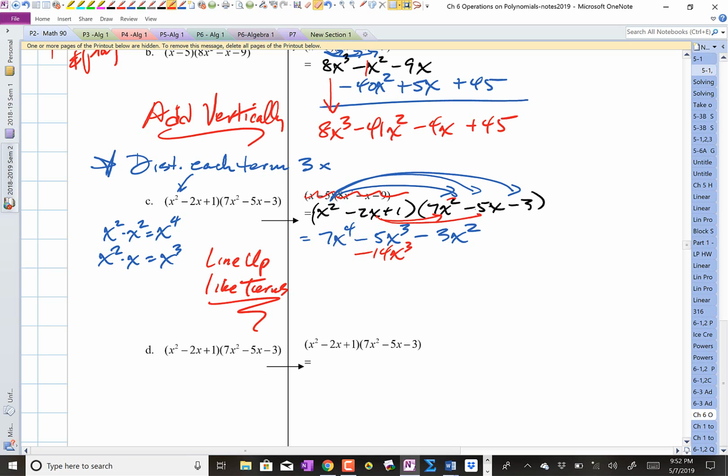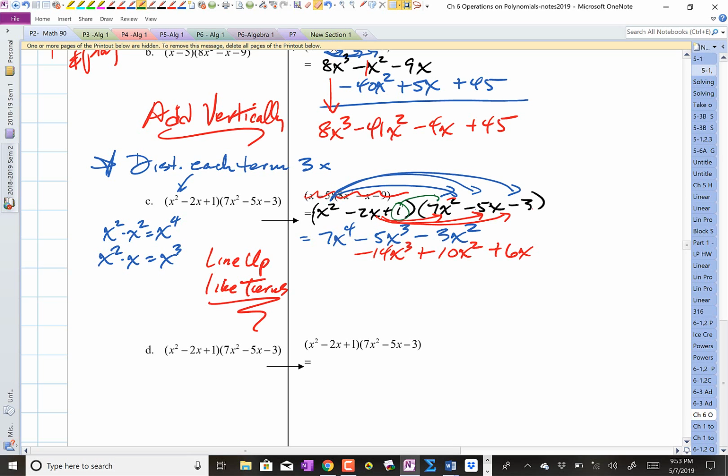Negative 2x times the negative 5x is a positive 10x squared. And then a negative 2x times a negative 3 is a minus 6x, right? Nope, positive 6x. A negative times a negative is a positive. Negative 2 times negative 3 is positive 6. All right, now the last term I need to distribute is the 1.